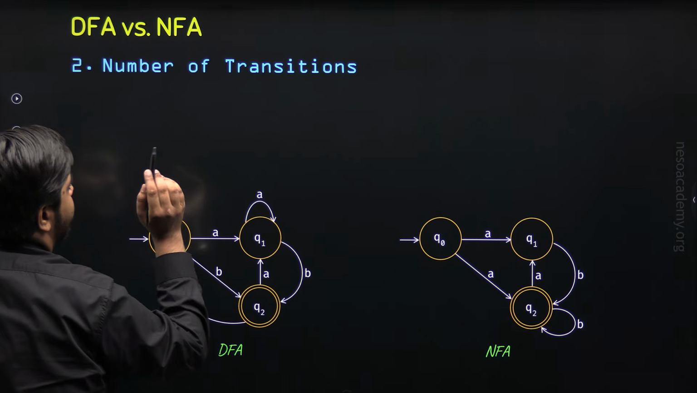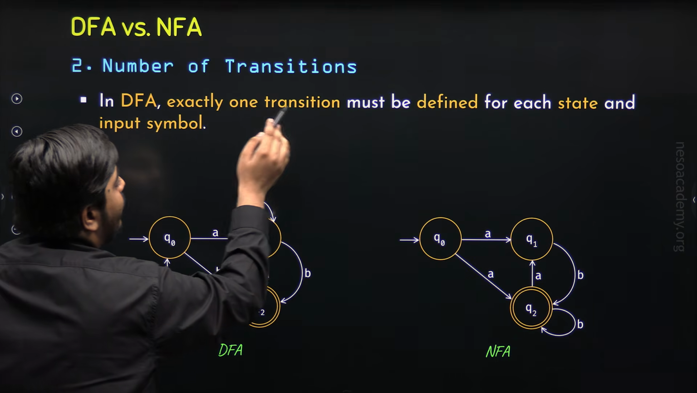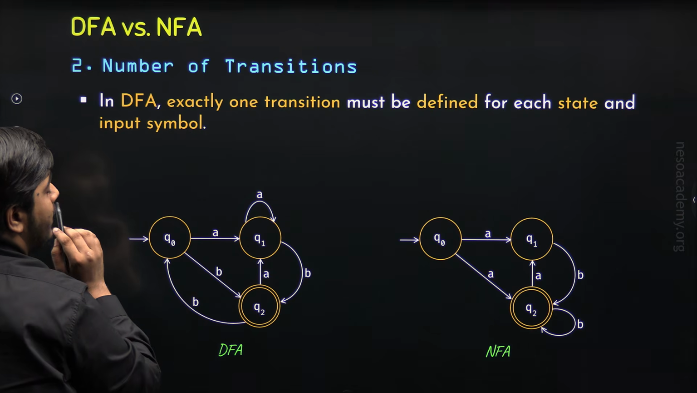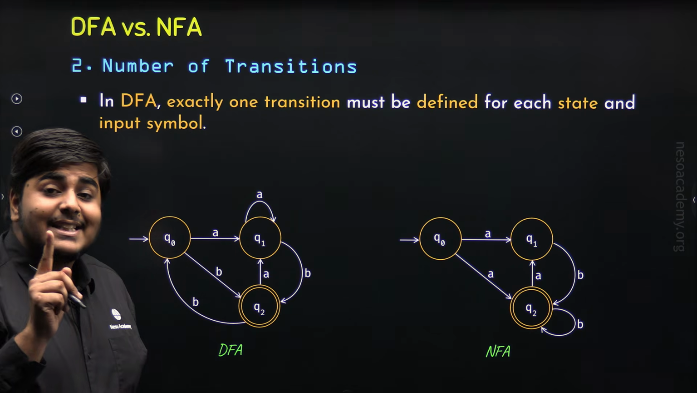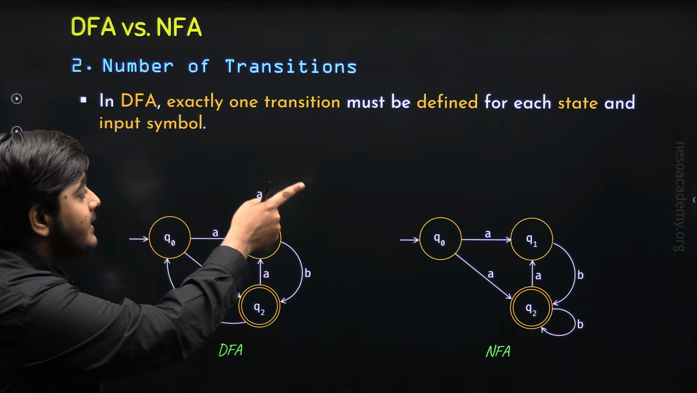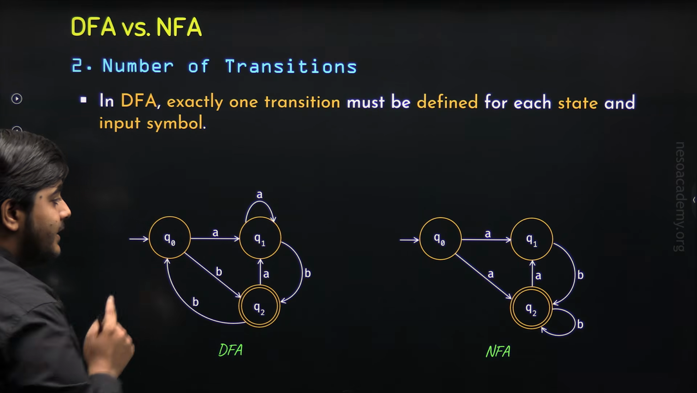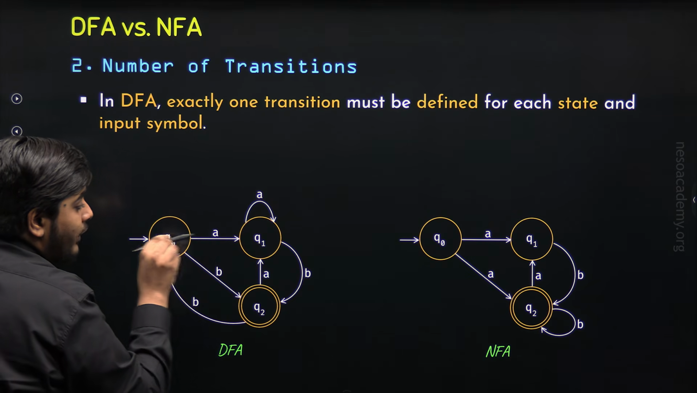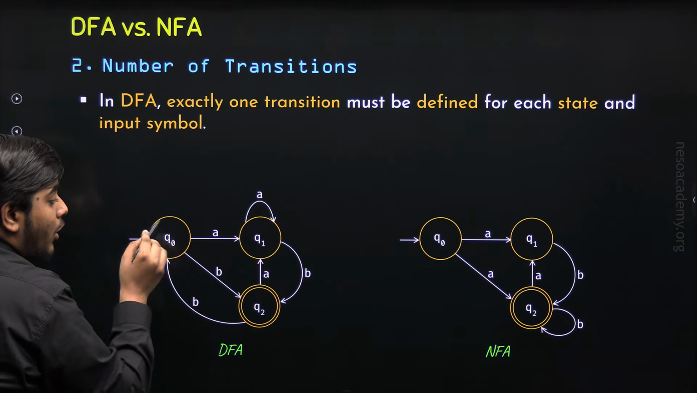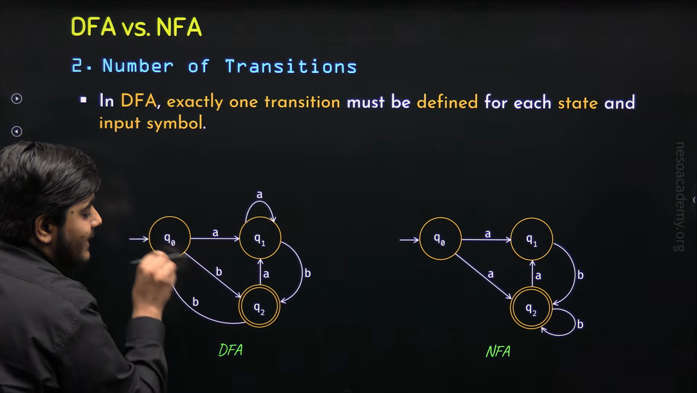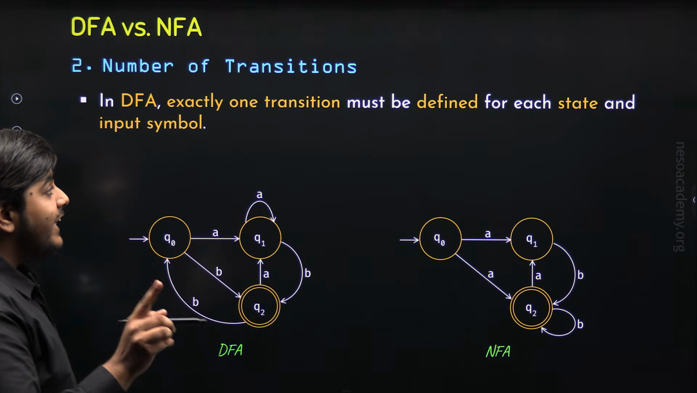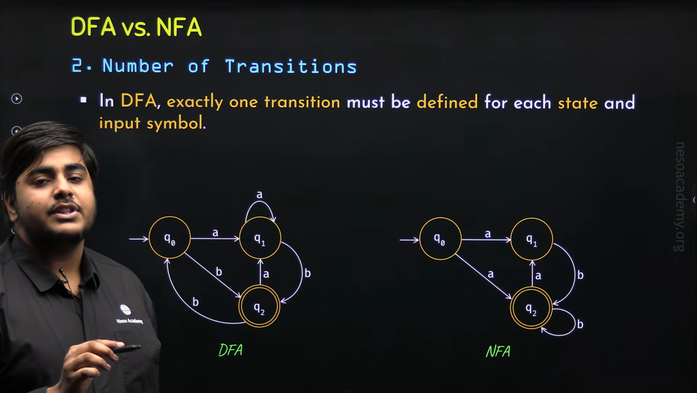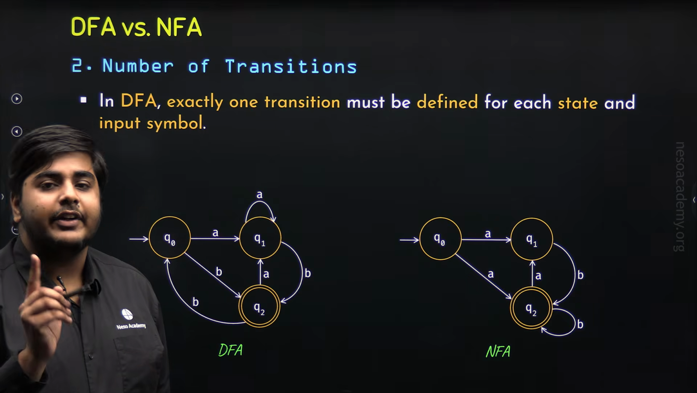Number of transitions. In DFA, exactly one transition must be defined for each state and input symbol. So in case of DFA, there is exactly one transition for every state and input symbol. Like in this diagram, you can see for the state Q0 and input symbol A, you have only one transition. For the state Q0 and input symbol B, you have exactly one transition. So in case of DFA, you have exactly one transition for every state and for every input symbol. Not less than one, not greater than one.